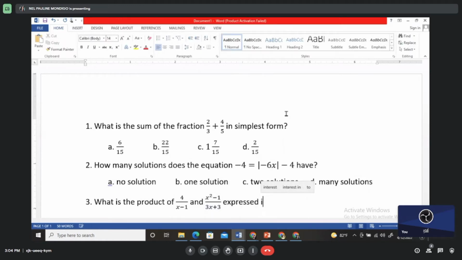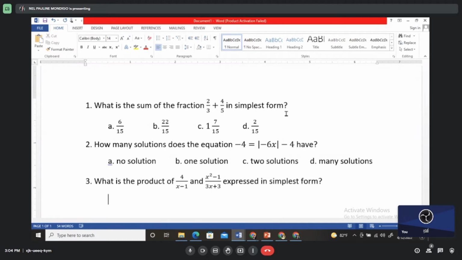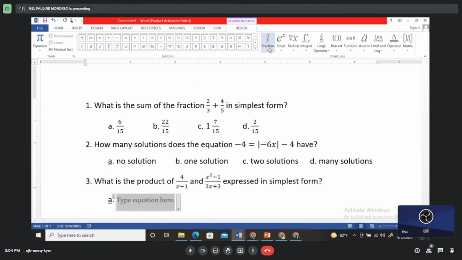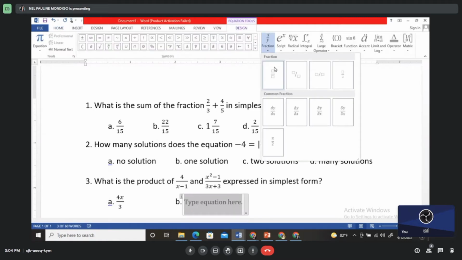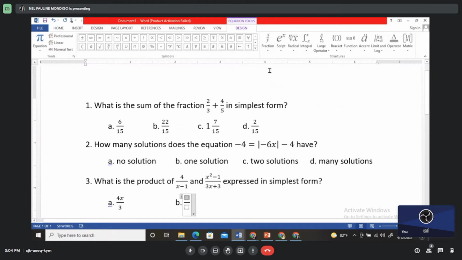Expressed in simplest form. For letter A, 4x over 3. So, click Alt plus again for the fraction, 4x over 3. For letter B, 4x squared over 3. Insert equation, fraction, 4. For the x squared, just click the script, and for your base, x, and your power is 2, over 3.